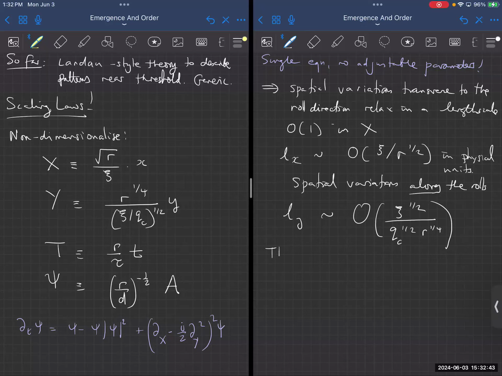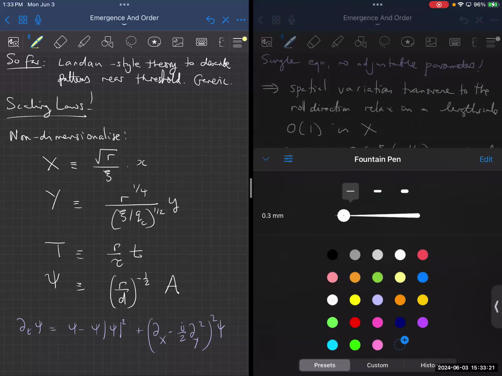These scales diverge as I approach the bifurcation point from above. R goes to 0. The order parameter A itself goes like r to the 1/2, just as we found in critical phenomena, and so we get these almost critical like scalings. These are mean field scalings near the bifurcation point.